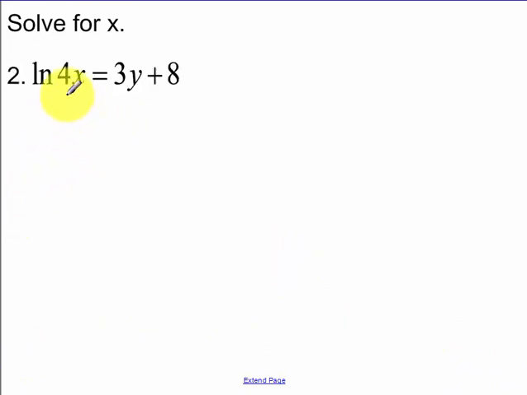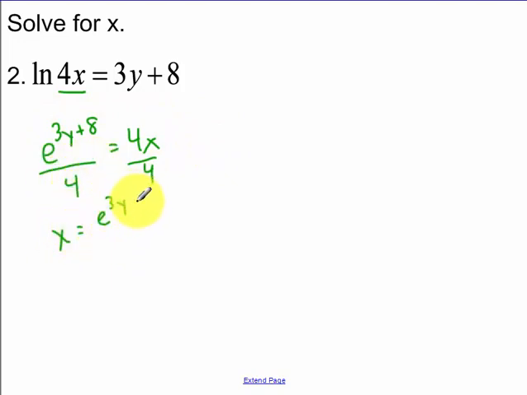Lastly, solving this for x, I need to break this 4x out. So e to the 3y plus 8 is equal to 4x. So I write it now as an exponential because remember logs and exponentials undo each other. Divide everything by 4. That's what we get when we're solving for x.